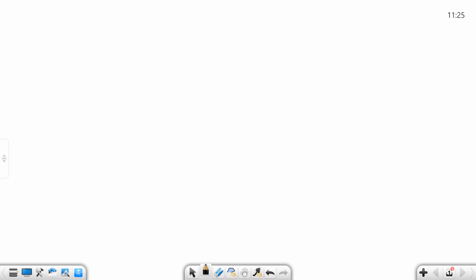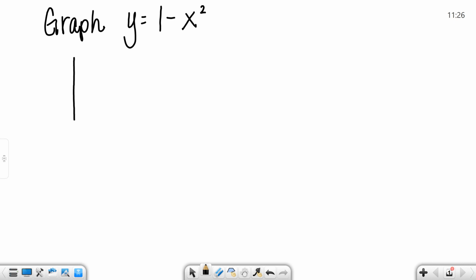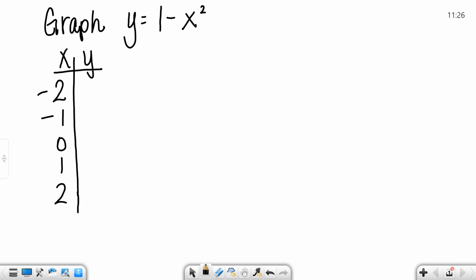All right, let's try a different kind. So y equals 1 minus x squared. Again, we are going to make a table, and I'm going to stick with those same x values. So I plug each value in to find the y that goes with it.